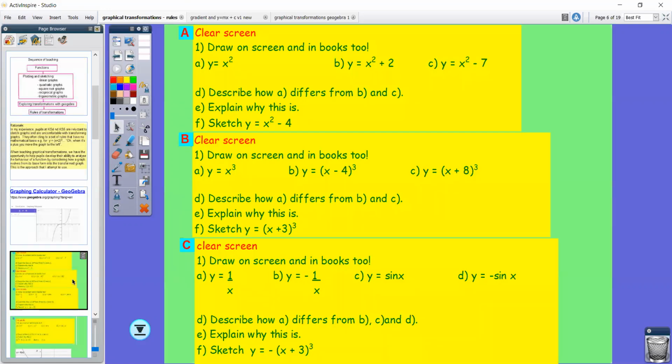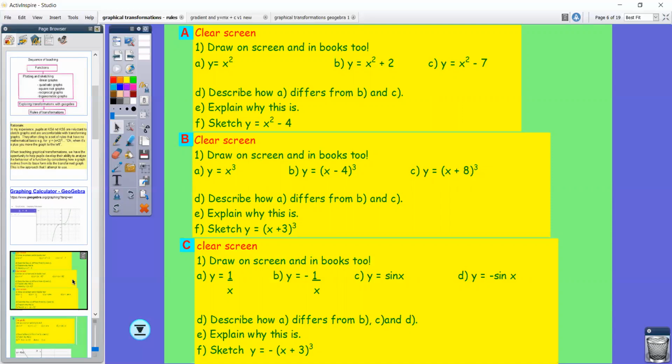There's a worksheet which I will attach to this. It's not mind-blowing, but it does cover the different transformations, and you can see the different transformations that are being covered there. What I'm trying to get them to do is explain what they see, and see if they can explain why that's happening. Then at the end of each section, there's a little assessment for them. Can they now sketch a graph by understanding what they've seen in GeoGebra?